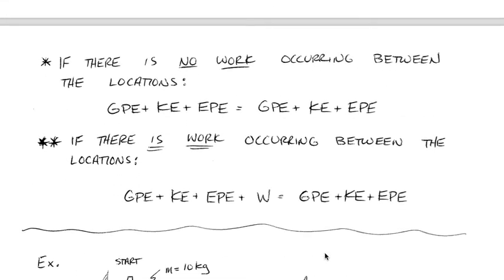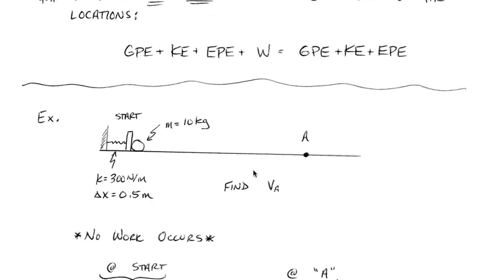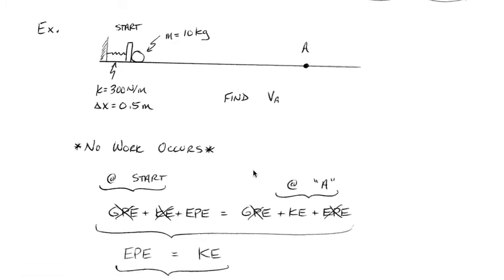So the basic rundown is if there is no work occurring between the two locations you've chosen, you just use our base equation: GPE plus KE plus EPE equals GPE plus KE plus EPE. The only difference, if you determine that there is work occurring between your two locations, is to add work on what I would call the before side. The before and after, start and point A or start and point B, I'm going to add it to the starting side. Let's look at a quick example so you can understand exactly what I mean here.